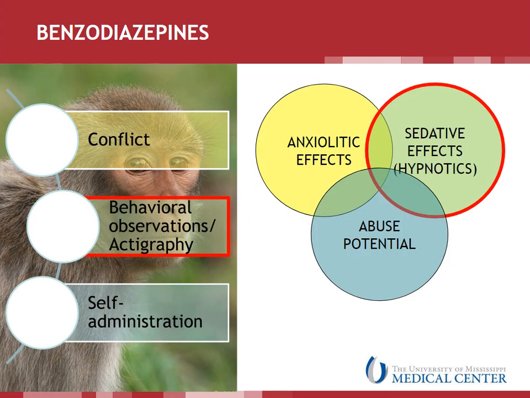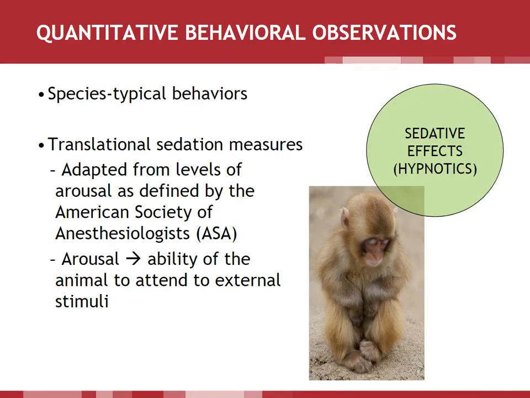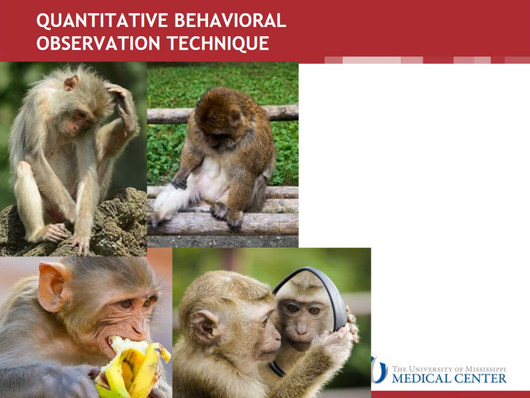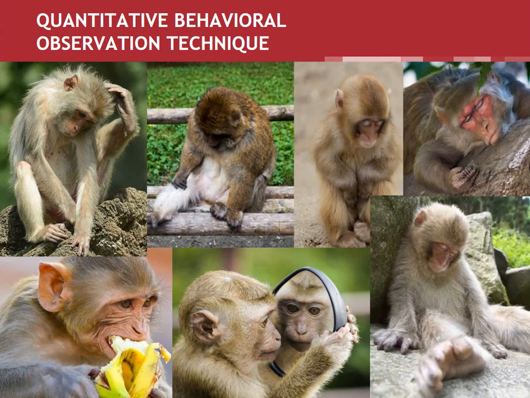Now getting to the sedative effects of benzodiazepines, one of the measures that we use in our laboratory is quantitative behavioral observations. During these behavioral observation sessions, we can measure not only species-typical behaviors, but this technique also provides us with highly translational sedation measures adapted from levels of arousal as defined by the American Society of Anesthesiologists. In our observation experiments, arousal is measured by the ability of the animal to respond to external stimuli presented by the observer. And these are some examples of species-typical behaviors measured during observation sessions, including scratching, self-grooming, tactile oral exploration, and foraging for food. And we also include different sedation measures in our observation studies.